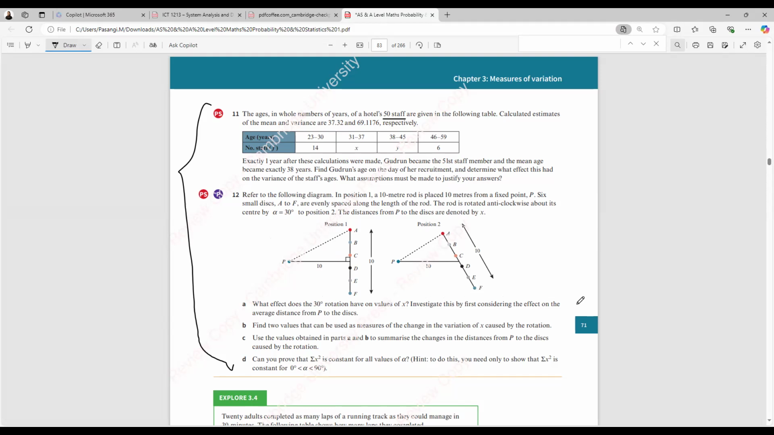What effect does the rotation have on values of X? Investigate this by first considering the effect on the average distance from P to the discs. What you can do easily is have these values. Here it would be 10 meters, and we have only 5 gaps, 1, 2, 3, 4, 5. That means 1 gap equals 2. For each and every gap it would be 2. So here also, A, B, C, D, those values are stable. ඒවා change වෙන්නේ නැහැ, right? Gaps change වෙන එකක් නැහැ. Because of that, these gaps again would be 2.